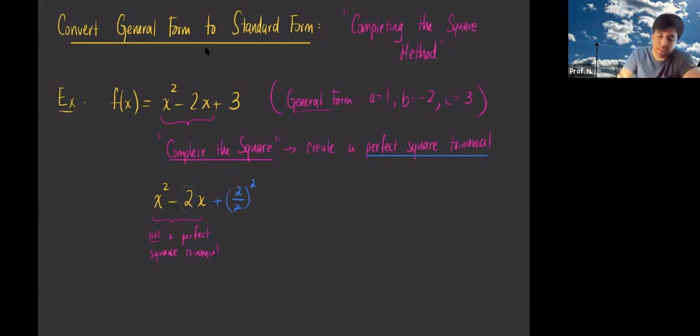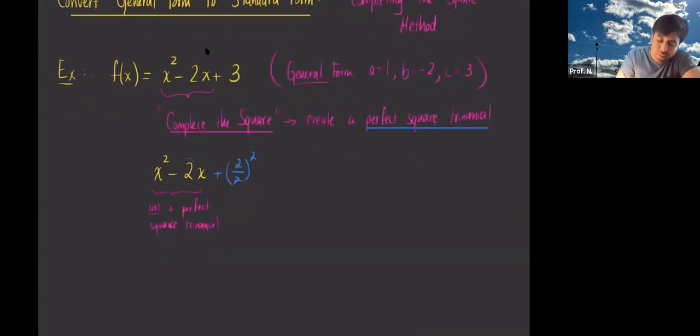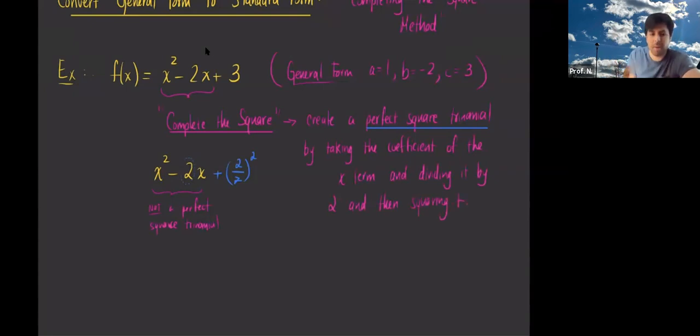That's the step. So what is it again? To complete the square, do we create a perfect square by taking the coefficient of the x term and dividing it by 2, and then squaring it? And we tag it along by adding it.